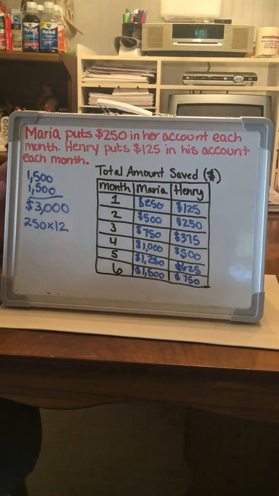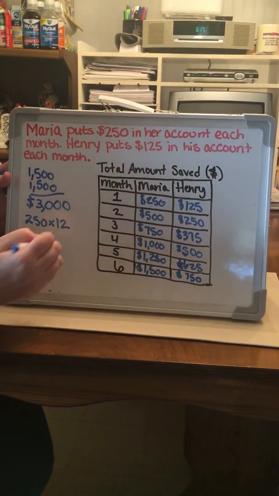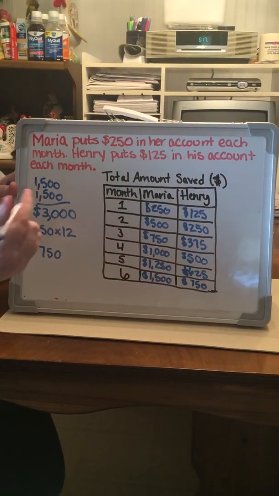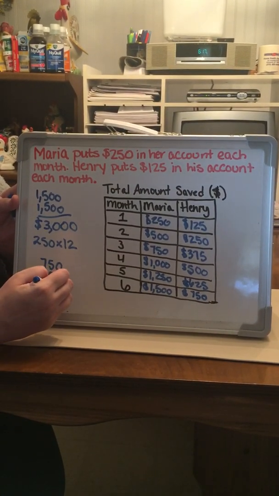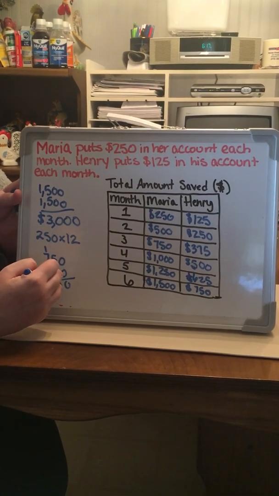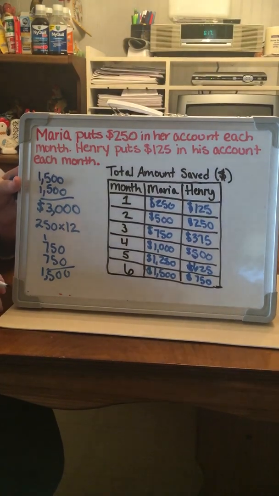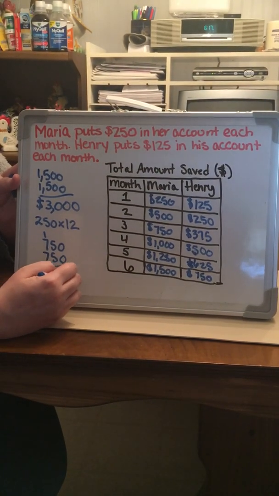On the other hand, Henry saved 750. And we know that he is going to save another 750 in the last 6 months of the year. So we can say that Henry, if he continues at this rate, would save $1,500 for the entire year. You could have also found that by doing 125 times 12.